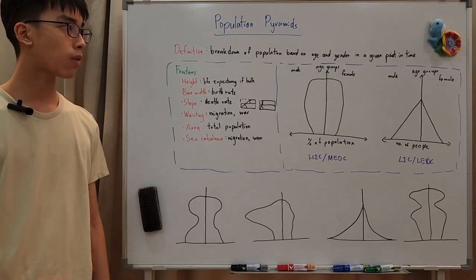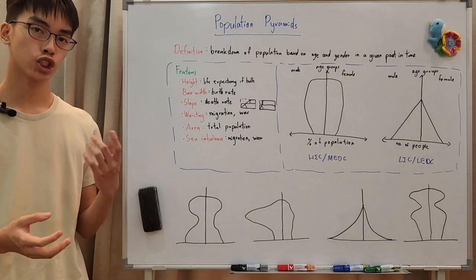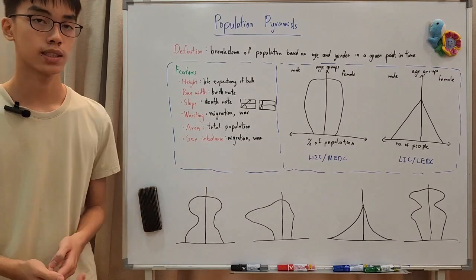Hi everyone, let's talk about population pyramids. So population pyramids are the breakdown of a population based on gender and age at a given point in time.